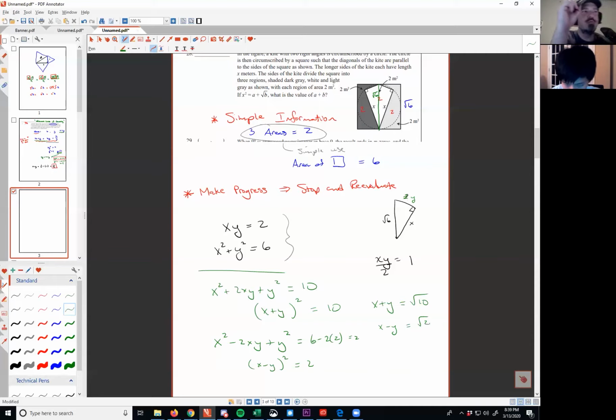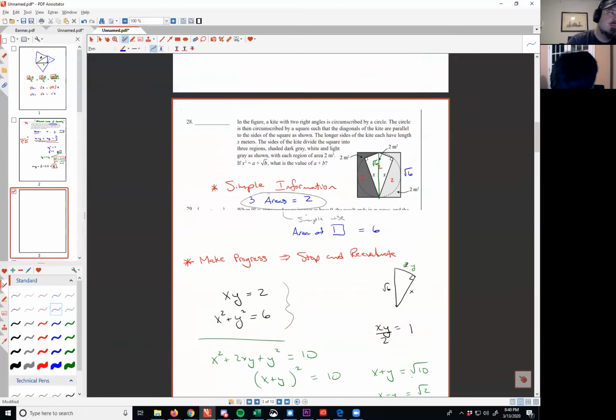Equals the square root of 2? Yeah. So then 2x equals root 10 plus root 2. Okay. And then we want x squared. Equals 12 over 4. So x squared equals 3. Wait, no, it's not. 3 plus root 5. A plus b is 8. And that is our answer.